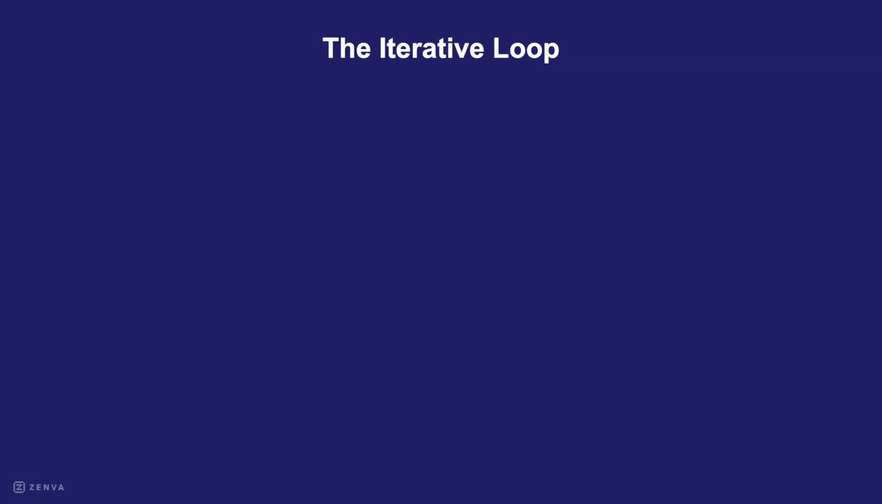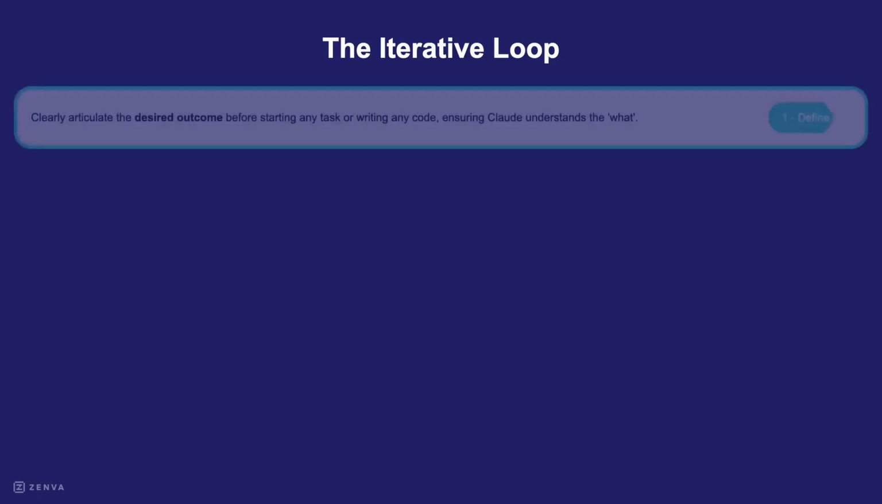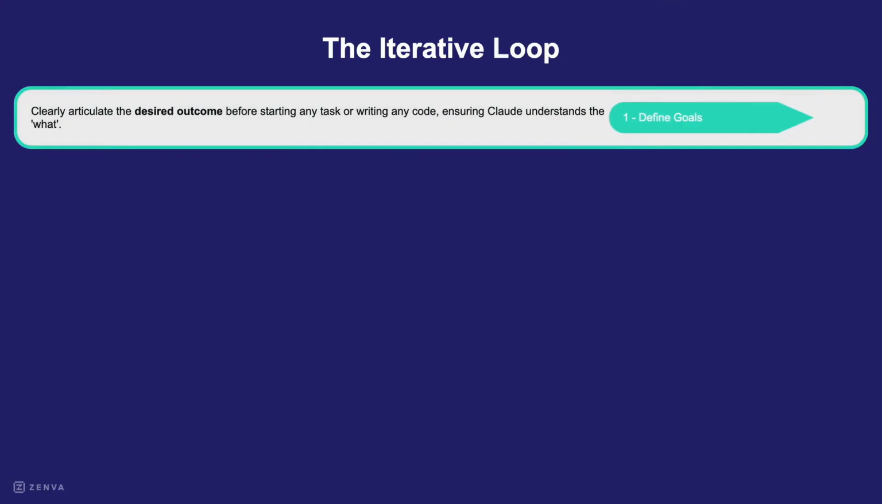With all these new capabilities and your strong foundation, you're now ready to truly transform your coding process. To maximize Claude's potential, remember that effective use is an iterative journey, a continuous loop designed to make your workflow smarter with every interaction. Let's recap the core steps of this powerful cycle, starting with the crucial first stage. You always begin by defining your goals, clearly articulating the desired outcome before starting any task or writing any code. This ensures Claude understands precisely what you want to achieve, laying a solid foundation for the entire process.